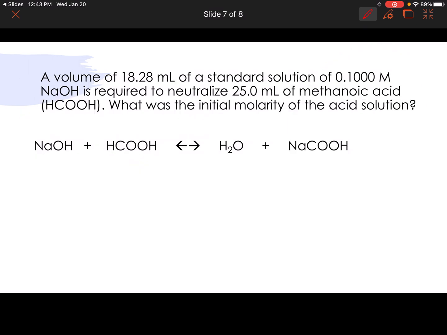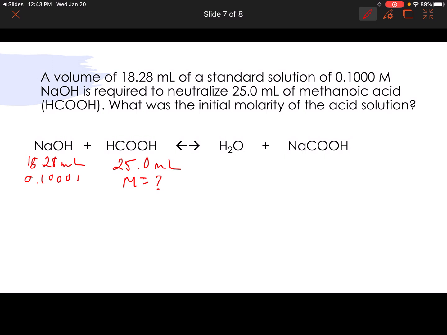A volume of 18.28 milliliters of a standard solution of 0.100 molar NaOH is required to neutralize 25 mL of methanoic acid. What was the initial molarity of the acid solution? Like most chemistry problems, I like to keep track of my information underneath the equation so I can really clearly see everything. I know that it takes 18.28 milliliters of 0.100 molar sodium hydroxide, and that neutralizes 25.0 mL of methanoic acid, and I'm asked to find the concentration.